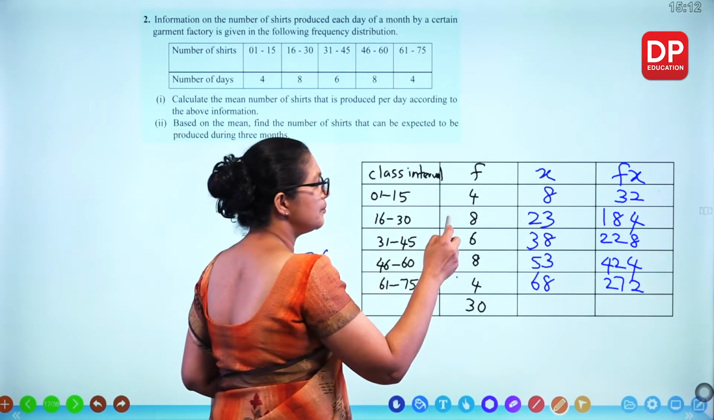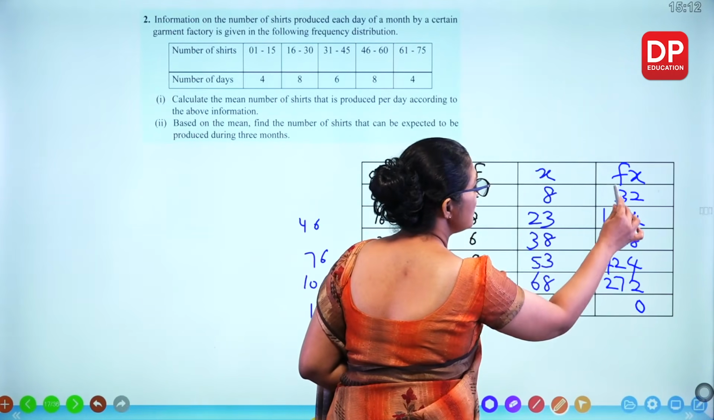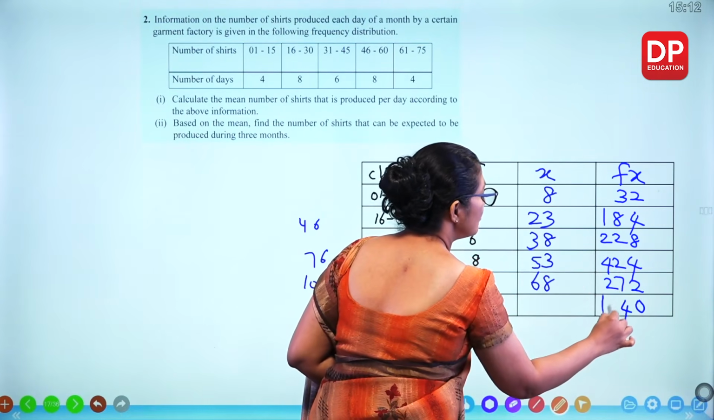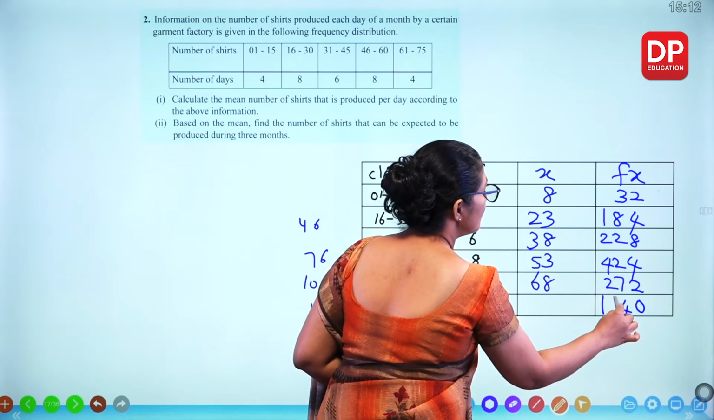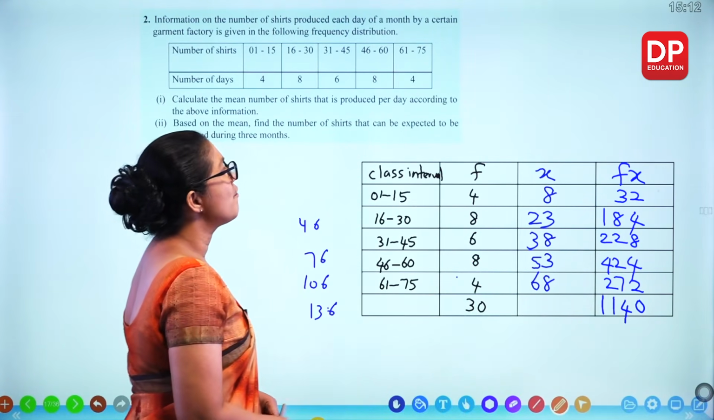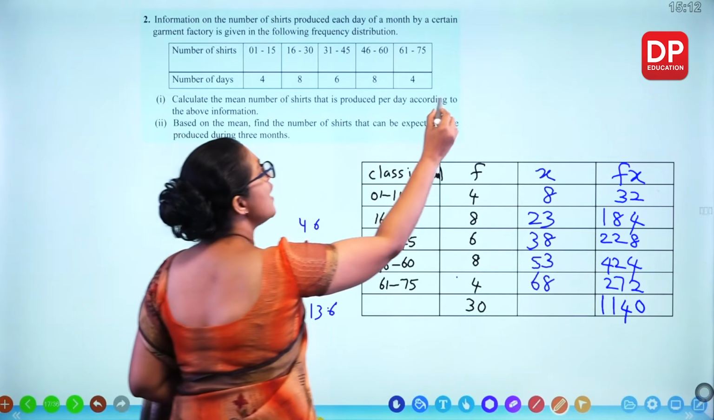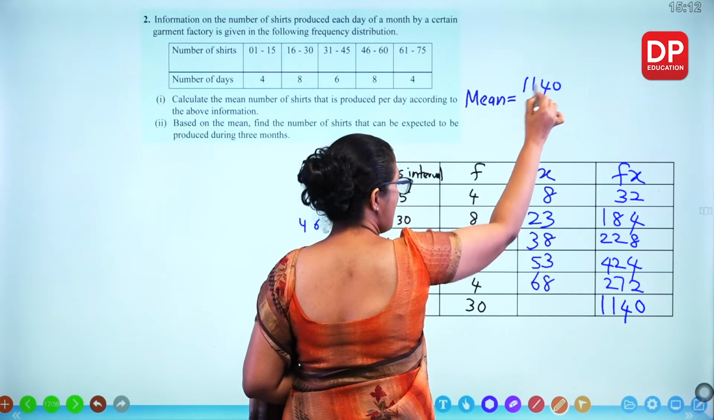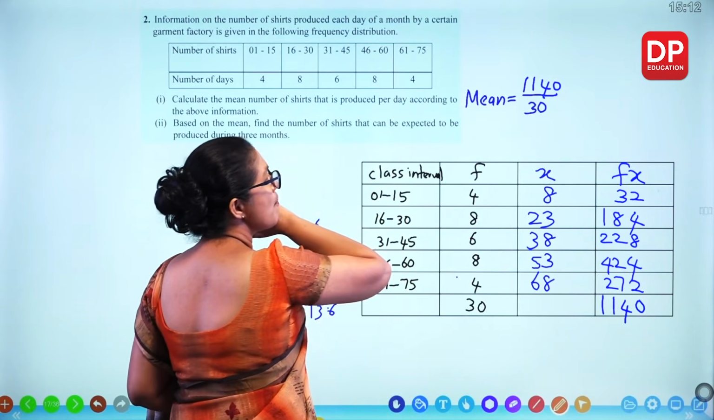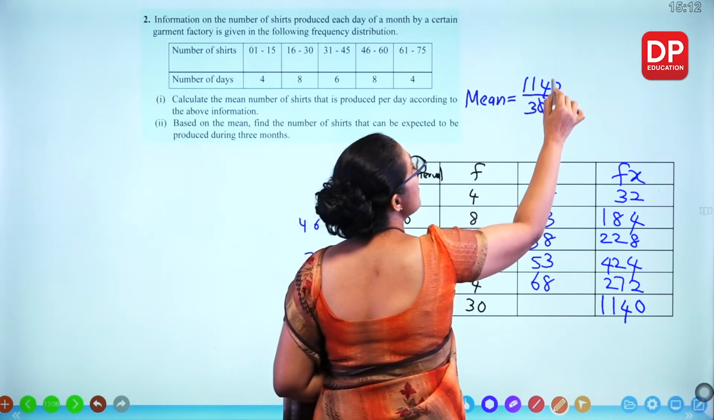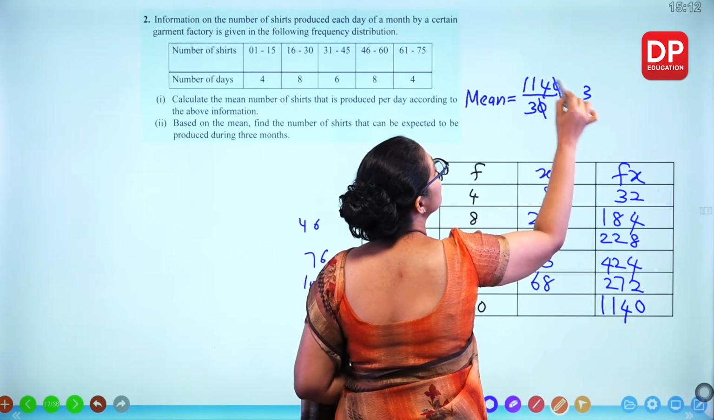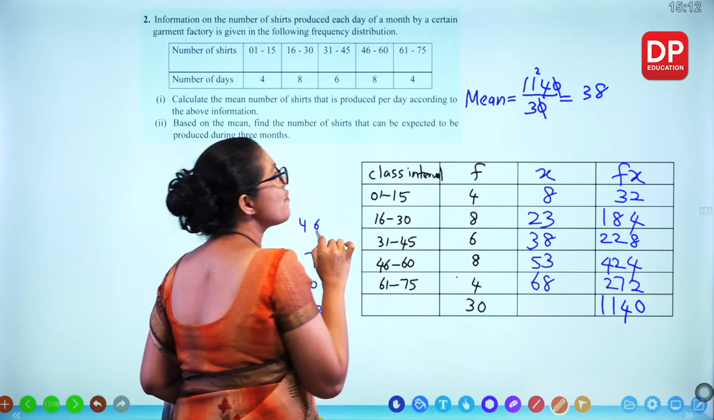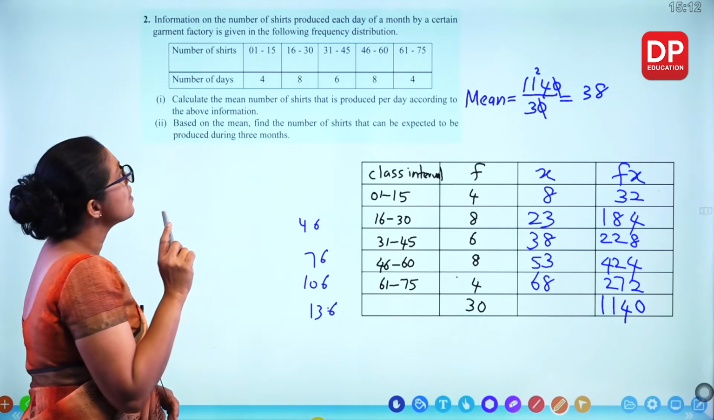Now take the total. When you add all together, you are getting 1140. So what's the mean value? Mean value is total divided by sigma f, mean number of shirts. So when you divide, you get 38 shirts produced per day.